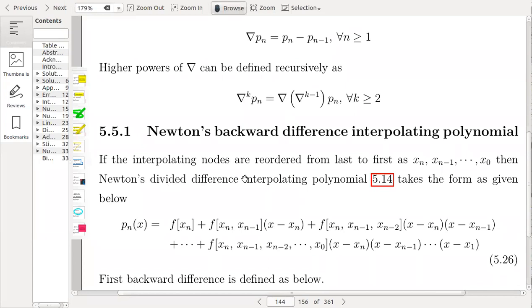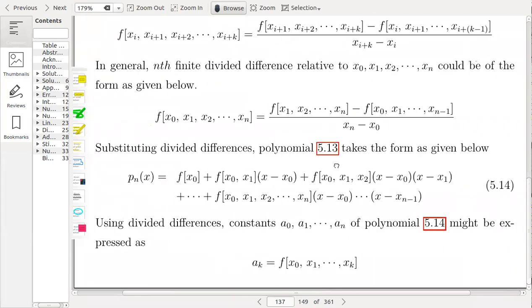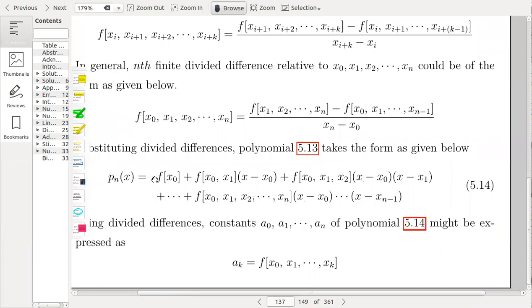So if the interpolating nodes are reordered from last to first as xn, xn minus 1, and so on to x naught, then Newton's divided difference interpolating polynomial takes the form as given below. So Newton interpolating polynomial 5.14 is written here. So this is Newton's divided difference interpolating polynomial. If we change this divided difference into forward difference, we obtain Newton's forward difference interpolating polynomial. And if we change these divided differences into backward differences, we will obtain Newton's backward difference interpolating polynomial.